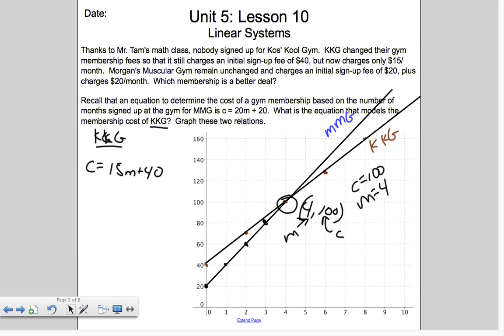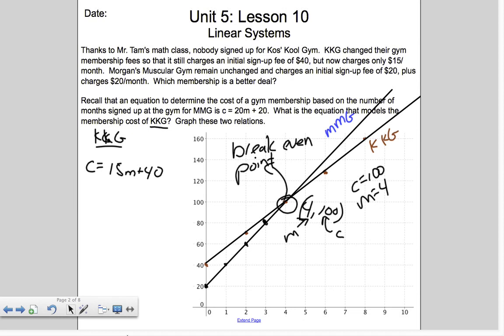So here, this is what we call sort of like the break-even point. Break-even points. I don't know if you guys learned this in business yet. You'll probably eventually. It's the break-even point. So this is how we answer the question: which membership is a better deal?